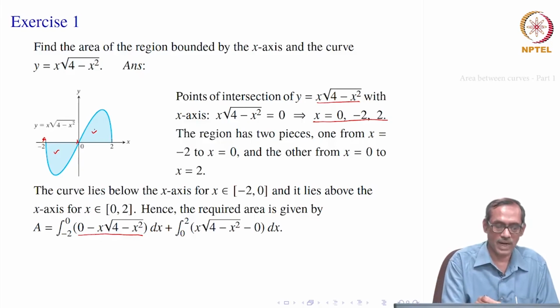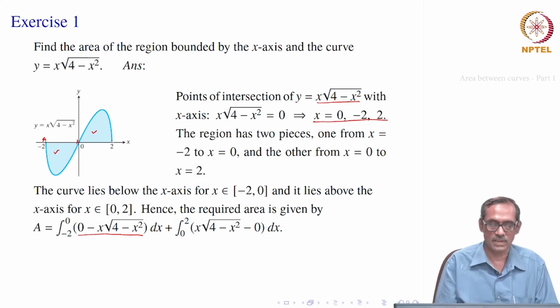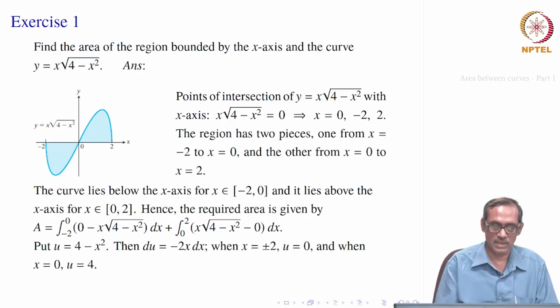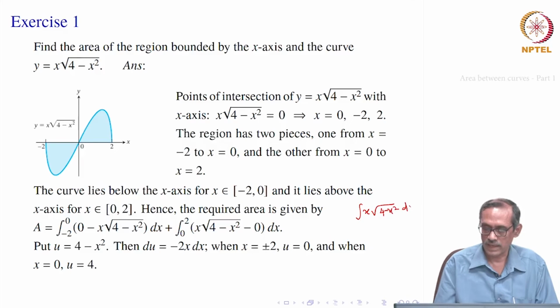And then we add the other area, which is x varies from 0 to 2, where the upper curve is x into square root of 4 minus x square, and the lower one is y equal to 0. So, that gives x into square root of 4 minus x square minus 0. Now, it is a matter to evaluate the integral. How to evaluate? We have anyway to evaluate x square root of 4 minus x square dx, this integral.